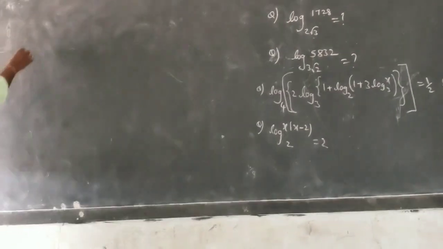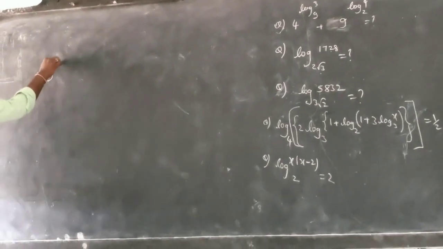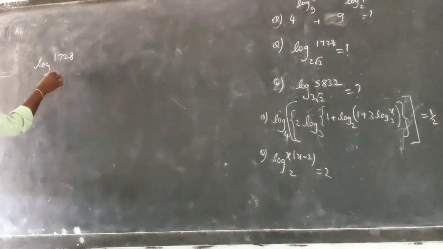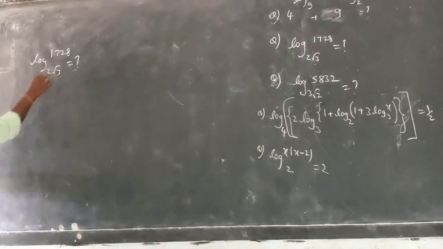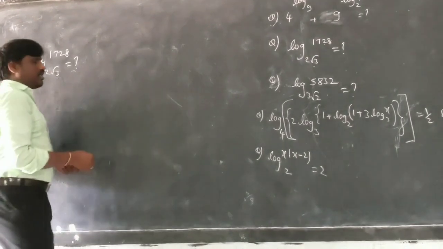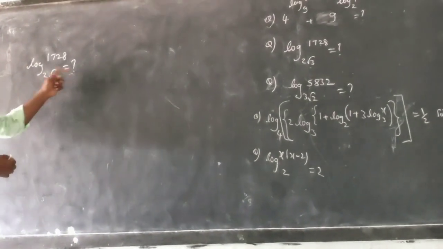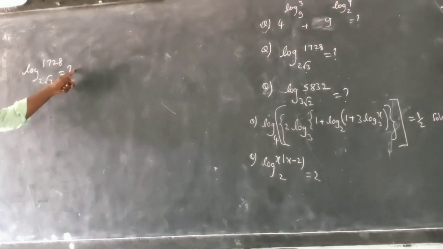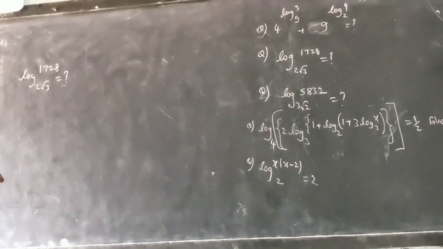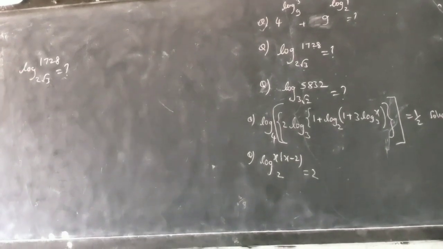Log 1728 with the base 2 root 3. How to solve this question? What is the answer for this? The simple way, what to do here? There are two methods. You can go by the exponential formula: what I do here, log 1728 base 2 root 3 is equal to x, and you take the exponential form. Or you can do it now with the properties you know.